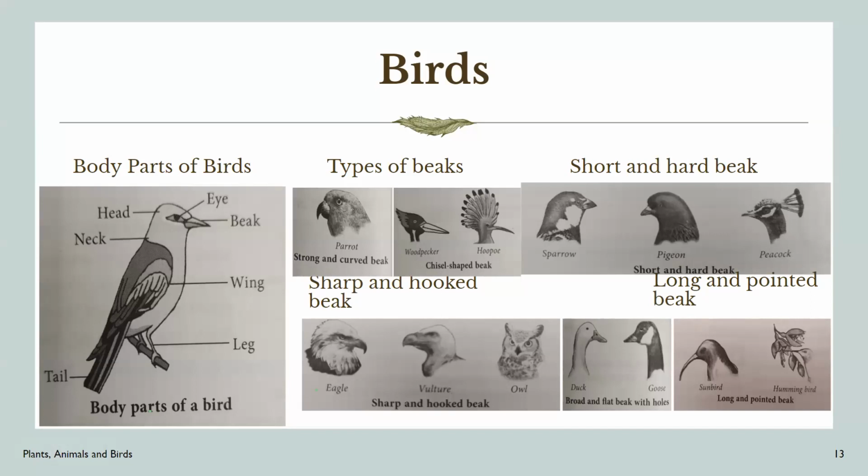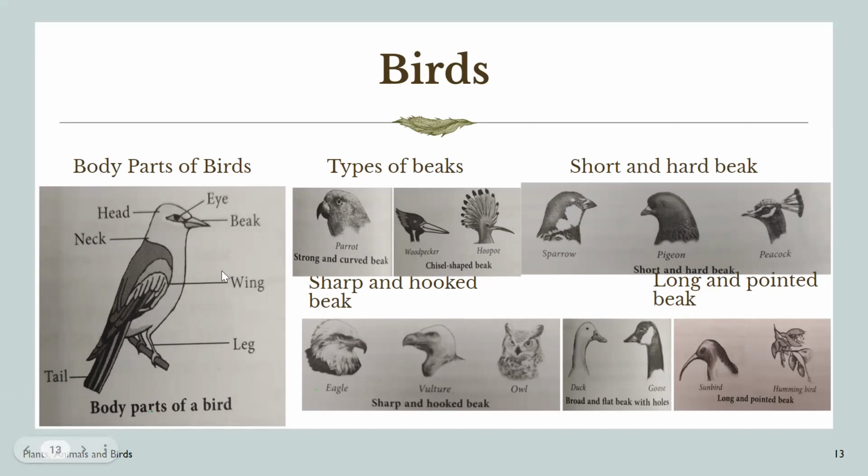Now, what do we see in this figure? We see the body parts of a bird, right? What are the common body parts of any bird? Head, eye, beak, neck, wings through which it flies, legs, and tail. These are the parts of a bird.